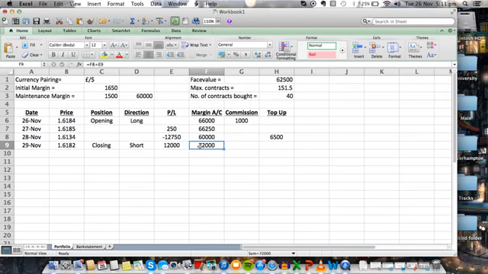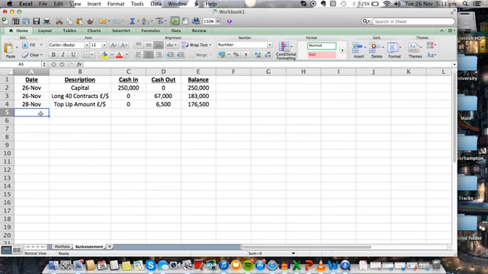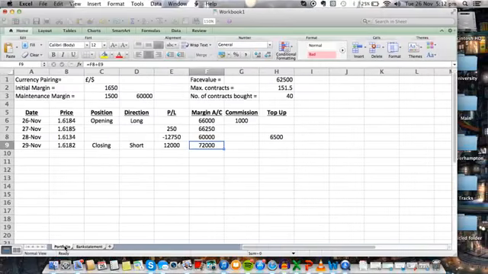This $72,000 will go back into your bank statement. So 29th of November. Close position, pound dollar. Cash in will be 72,000. There's no cash out because you have no expenses for this day. And your bank statement now goes up to $248,500.